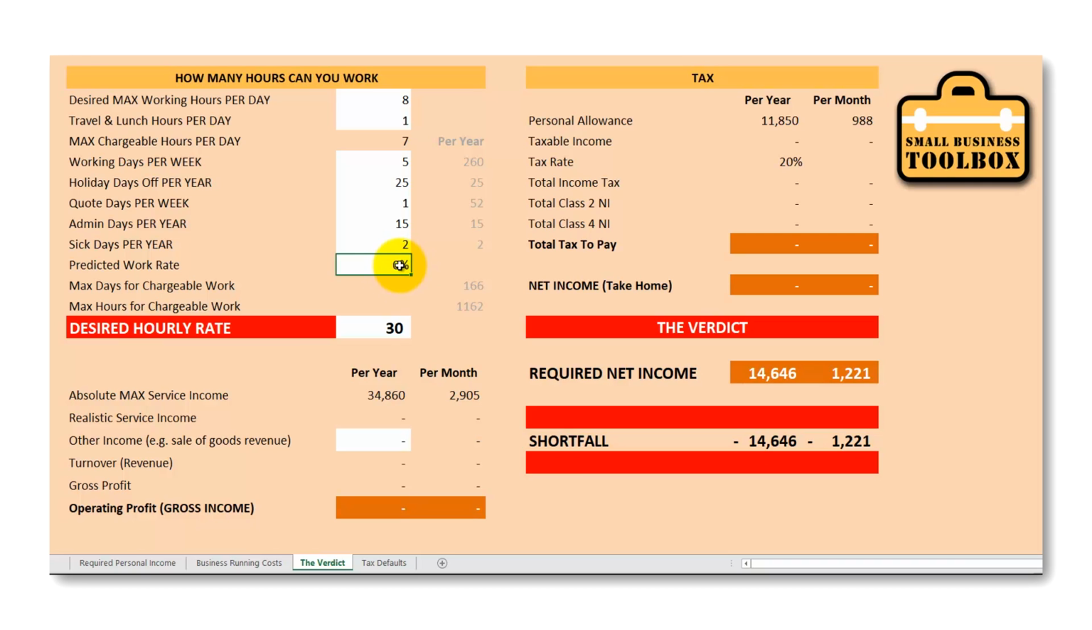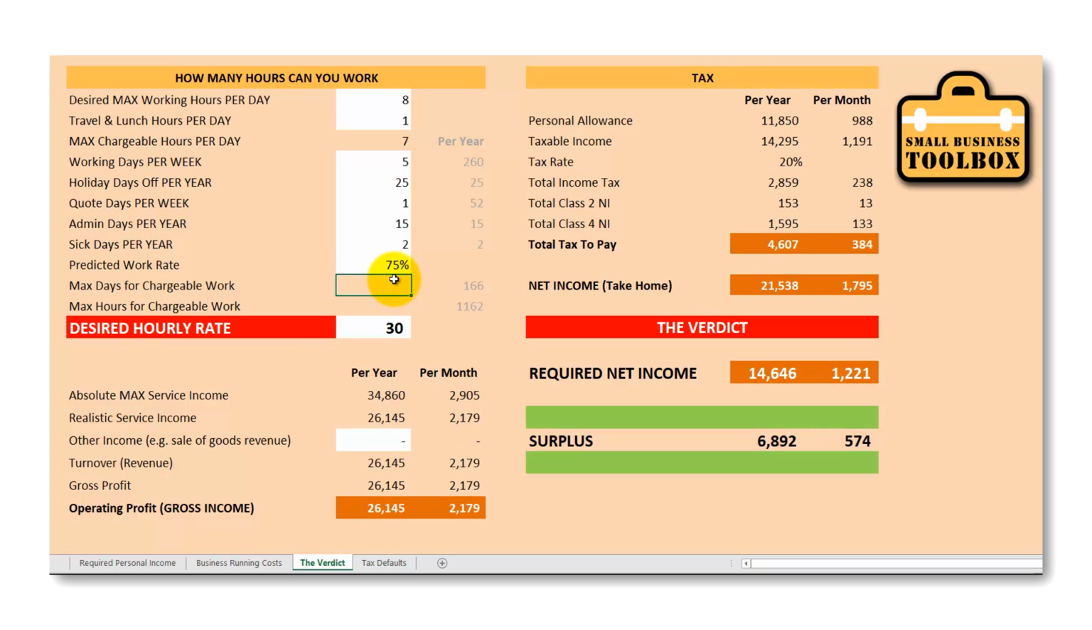Now, admittedly, that's going to leave you 30% of time that you can potentially do extra admin work, but the 15 days is already your absolute bare minimum anyway. So I would say let's go for 75% work rate. So 75% of the time, you're actually going to be doing chargeable work.